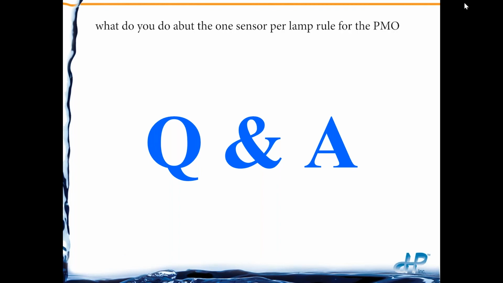So another question here: what do you do about the one sensor per lamp rule for the PMO? With our medium pressure systems, when it's a validated system, they do have one sensor per lamp as required by the EPA. So as long as we're looking at a US EPA validated system, we are able to meet the one sensor per lamp rule that is written out in the PMO.